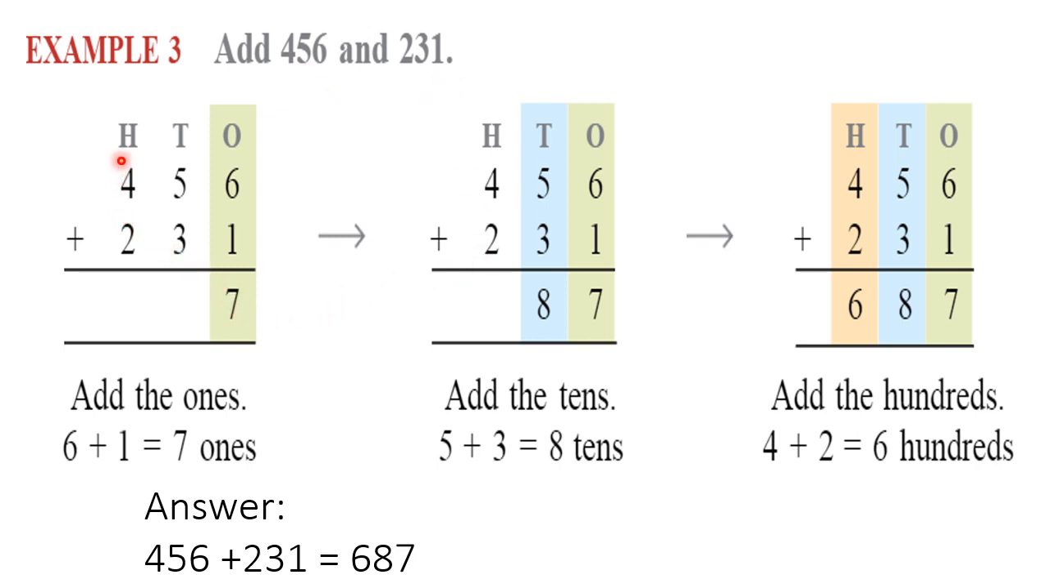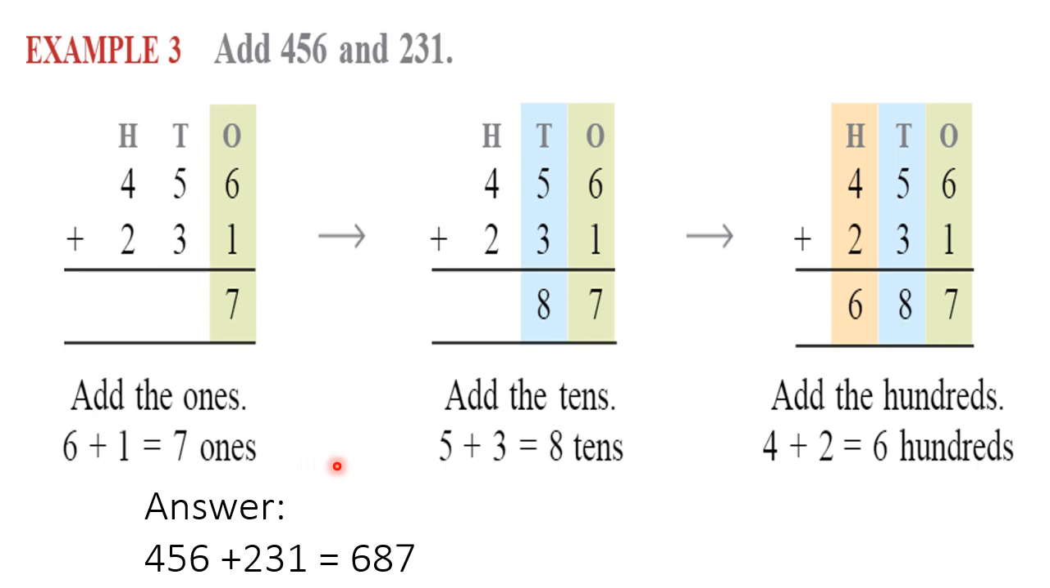While we have written these numbers in rows and columns, first what we have to do? We have to add the ones place. What are the values in the ones place? It is 6 and 1. So 6 plus 1, yes, 7 is the answer.